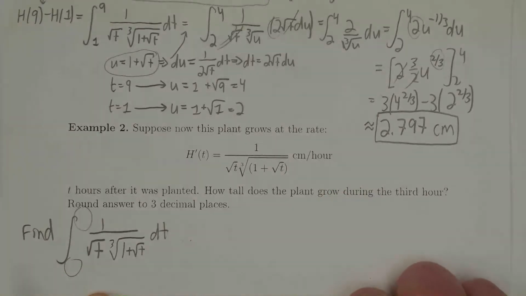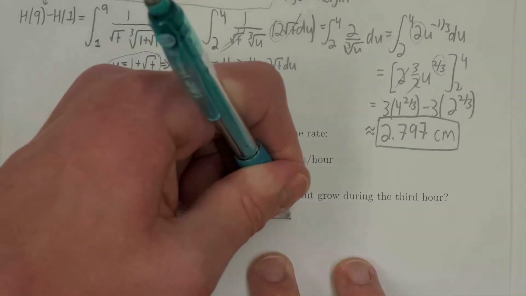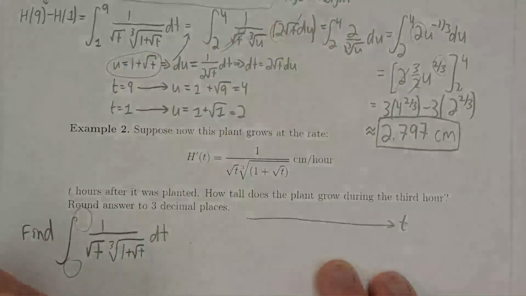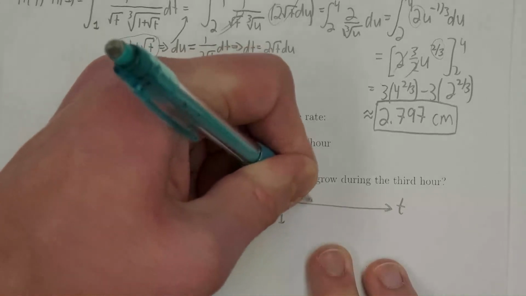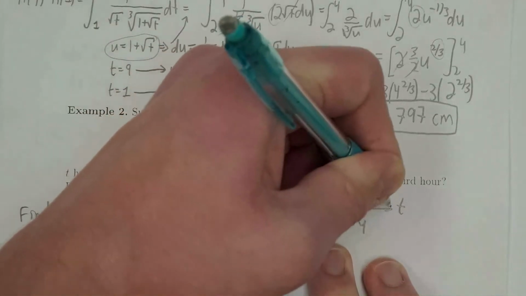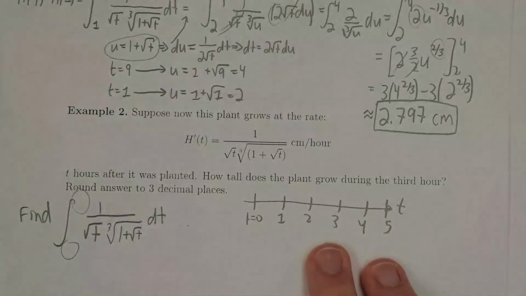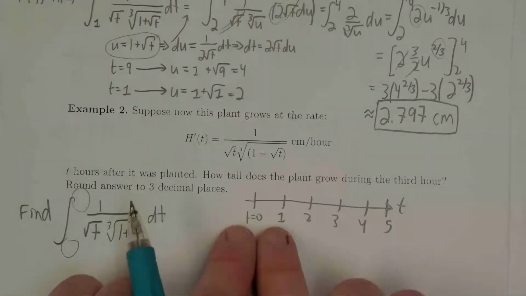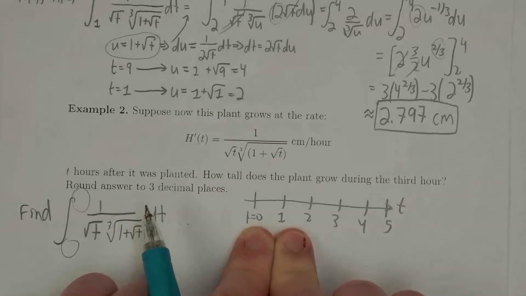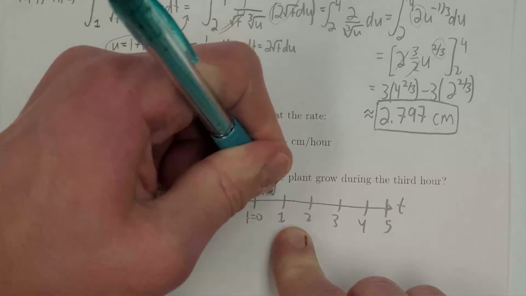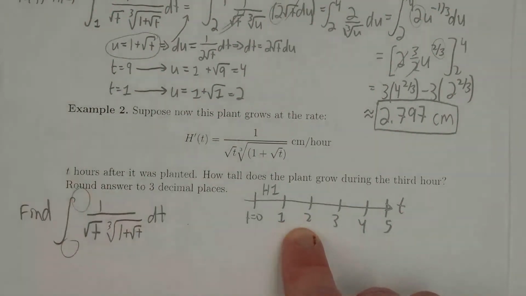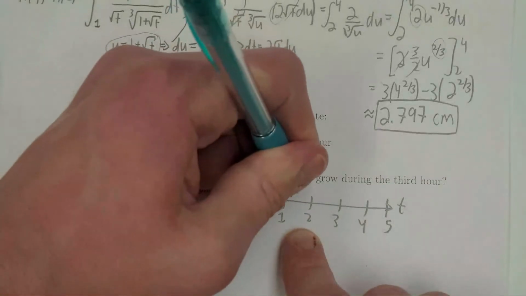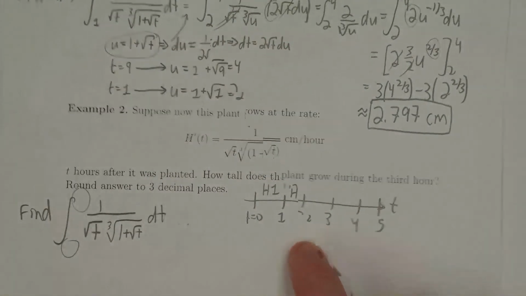So let's draw a little line chart to see where we're going with this. Here's t. I'll put t equals 0 here, and then 1, 2, 3, 4, and 5. Here's what you notice. If we go from t equals 0 to t equals 1, that encompasses the entirety of the 1st hour. I'll call this h1 for short. And then from t equals 1 to t equals 2, that's the 2nd hour, and so on and so forth.